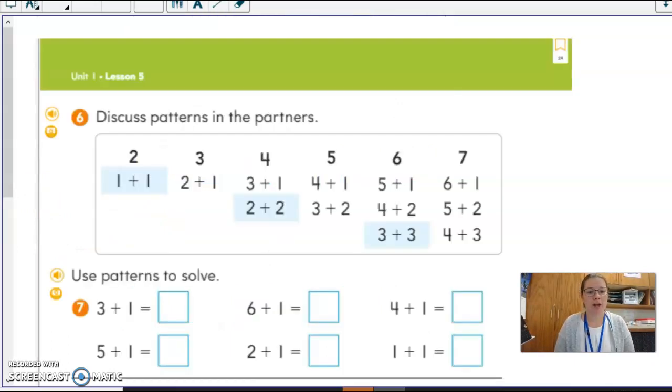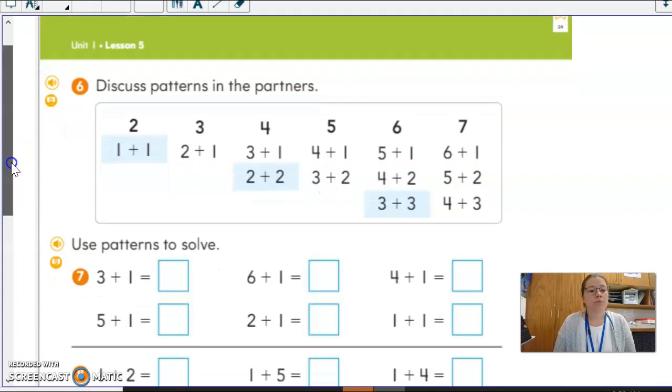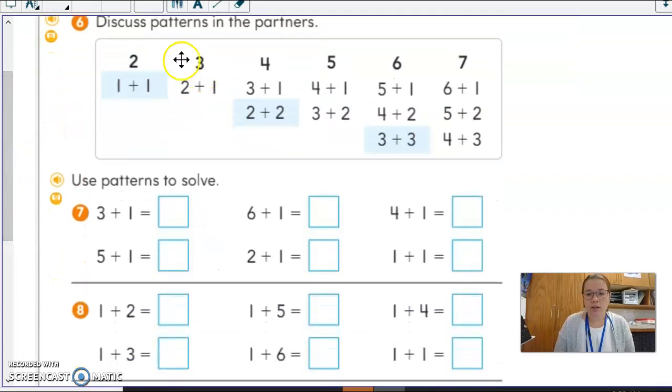All right, let's go to the back page. So here we see that our chart is getting a little bit bigger. Top row again is all 1 more, like plus 1, adding 1. The second row is adding 2, which would be 2 more. And this last row on the bottom here is adding 3 more. I see that we didn't get any new doubles facts because 7 is an odd number, but these ones highlighted in blue are doubles facts, a number plus itself.